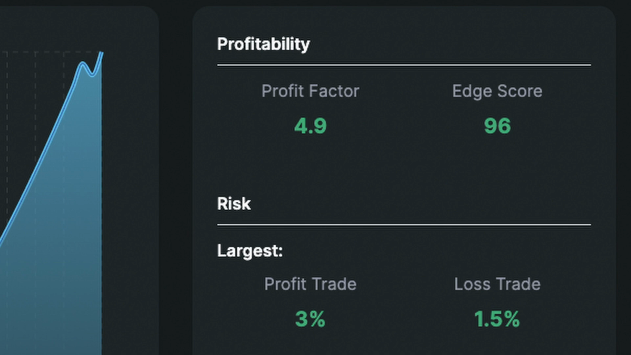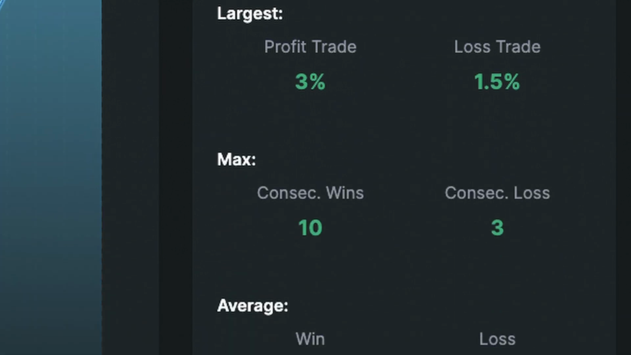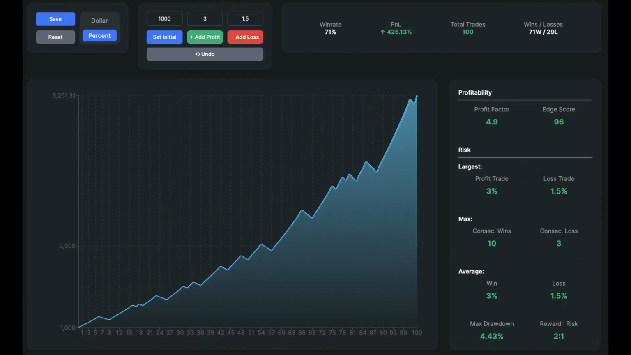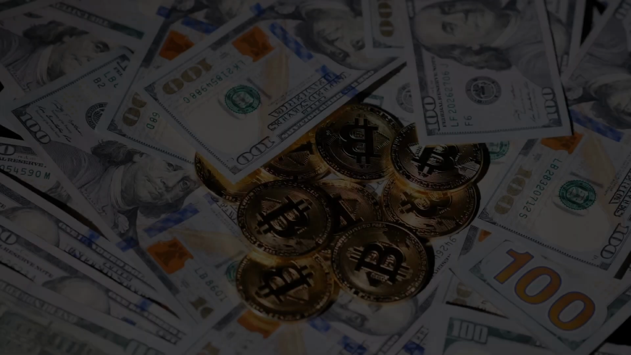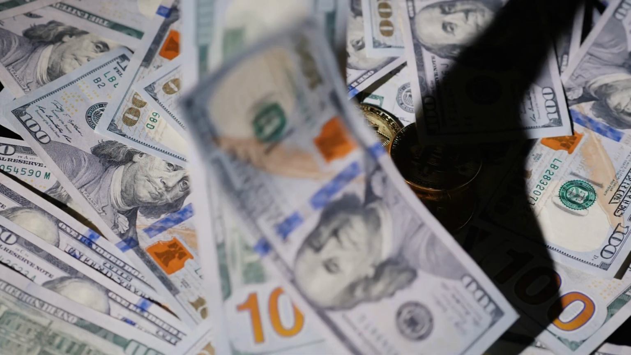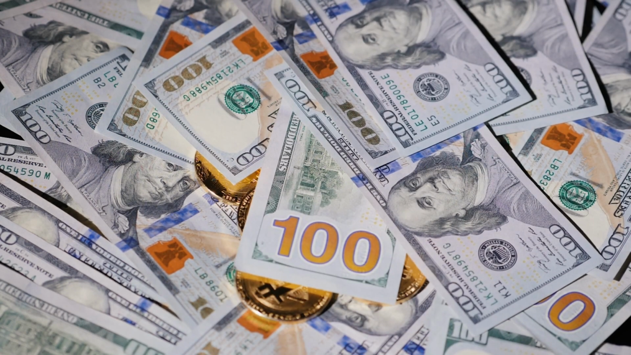Looking deeper into the stats, we can see that the profit factor we got was 4.9 and we had 10 consecutive wins against 3 consecutive losses. So solely based on these numbers, I can confirm this strategy is consistent and reliable. Of course, you must remember that all backtests are unique and you shouldn't invest based on these numbers alone.